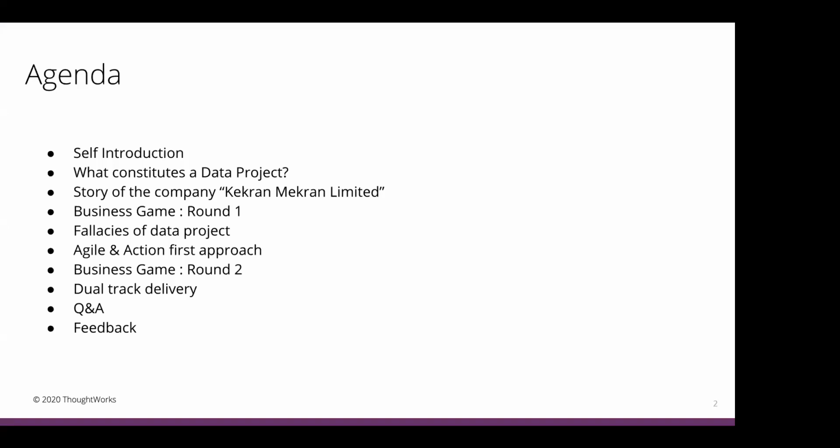So let's quickly dive into the agenda. The self-introduction is already done. We're going to see what constitutes a data project and how it works in the real world. We're going to talk about a hypothetical company, Kekron Mekron Limited, and play a business game, and also discuss the fallacies of data projects. Then the action first approach meant for data projects, and we'll play the next round of the business game, and finally end the session with the dual track delivery model.